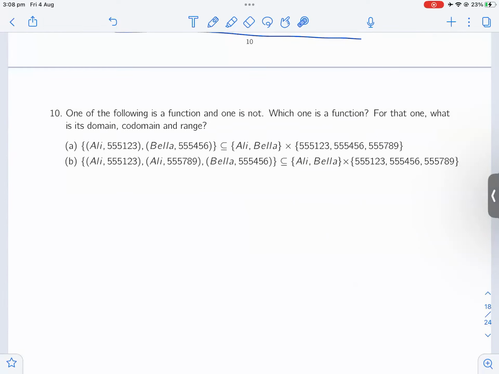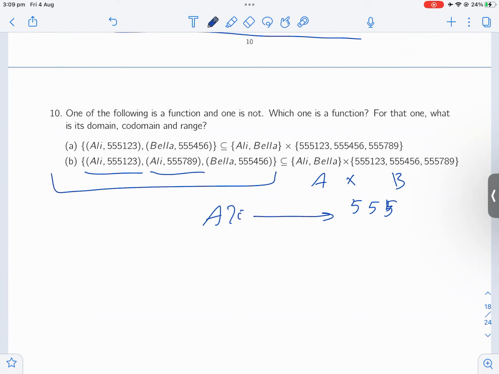Question 10. One of the following is a function and one is not. Which one is the function? Okay, so we see that here Ali goes to 5, 5, 5. Have a look at here, A times B. Are you listening?